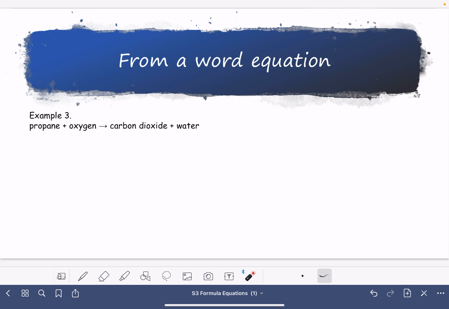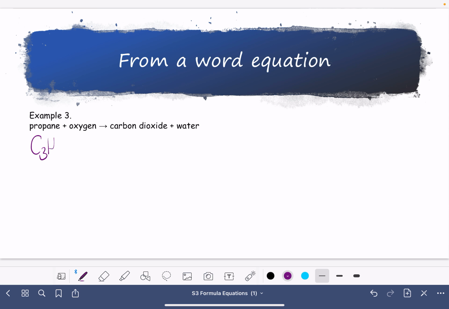So for propane, I know prop is the prefix for 3 for an alkane. And because it's ane, it's got a general formula, CnH2n+2. So if there's 3 carbons, then there's going to be 8 hydrogens. It's reacting with oxygen, a diatomic element, producing carbon dioxide, where the clue is given for the formula because we've got a prefix there, and water. So let's substitute in the formula.